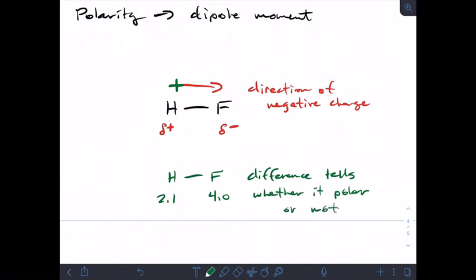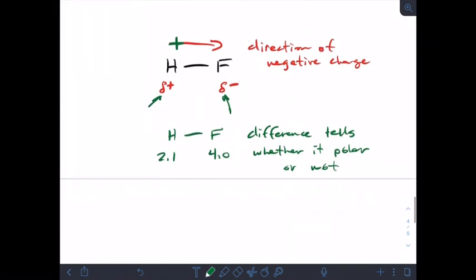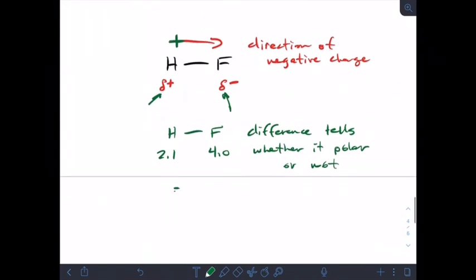Okay? And to come back to this idea or the term, the dipole moment. In science and other places, when we want to talk about two things, the prefix for two is di, and we're talking about a positive pole and a negative pole. So if something has two poles, we say that it has a dipole moment.